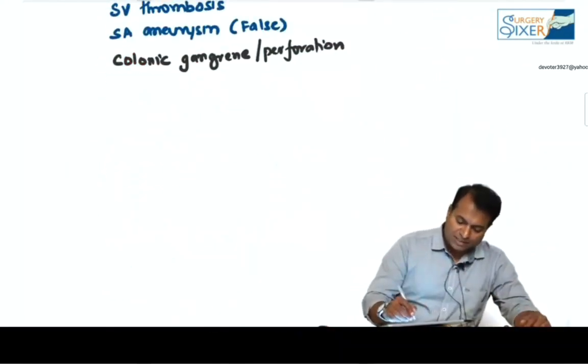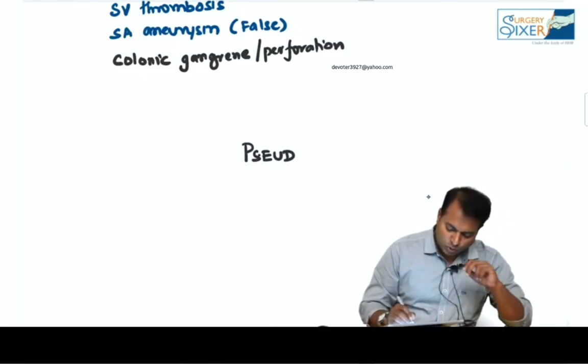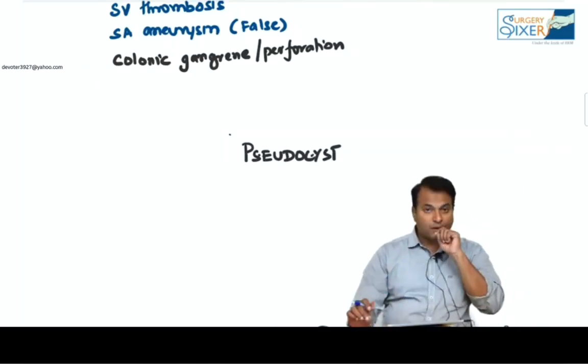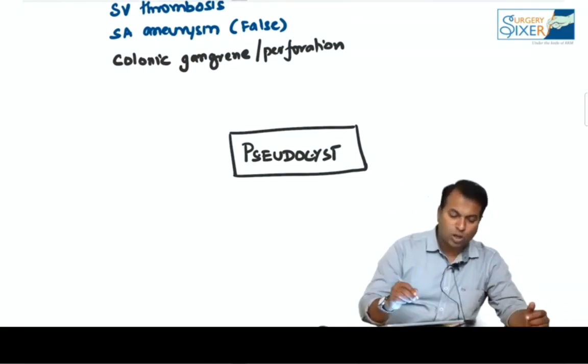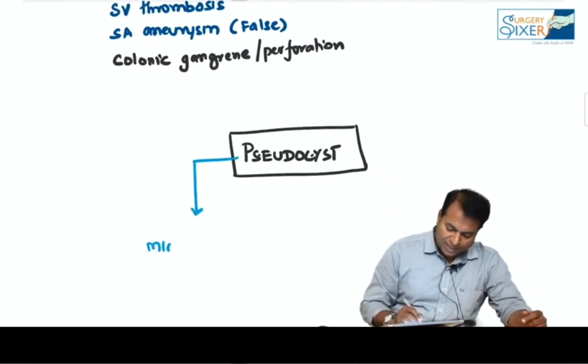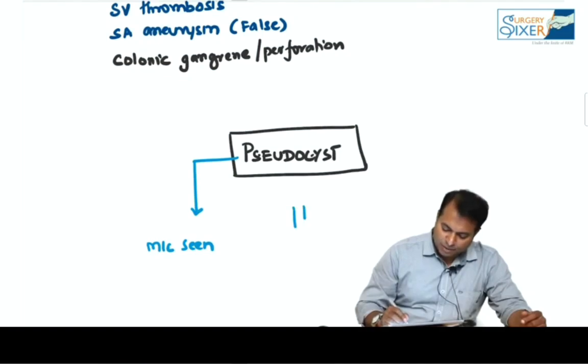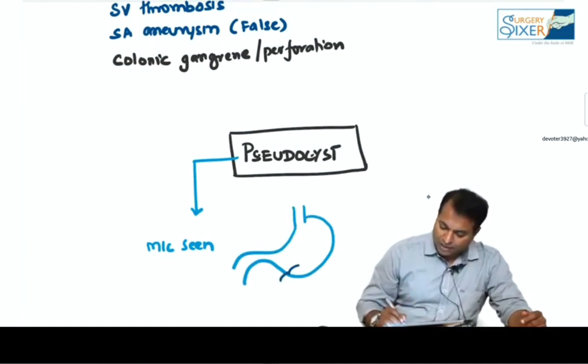I'm going to discuss some of the salient local complications. One of the most commonly asked MCQs is pseudocyst. Pseudocyst pancreas can follow either acute or chronic pancreatitis. So pseudocyst is most commonly seen where? It is most commonly seen behind the stomach. So please remember, this is the stomach, and posterior to the stomach we have the pancreas.